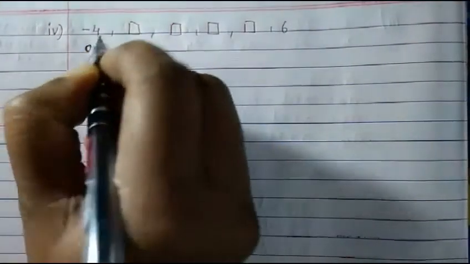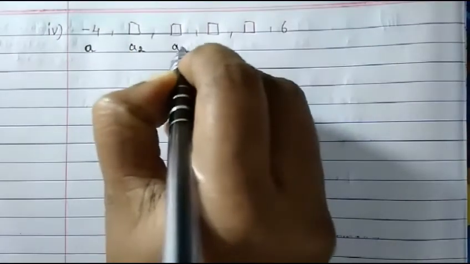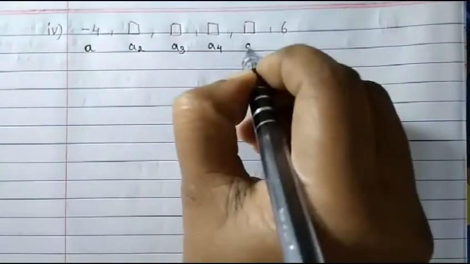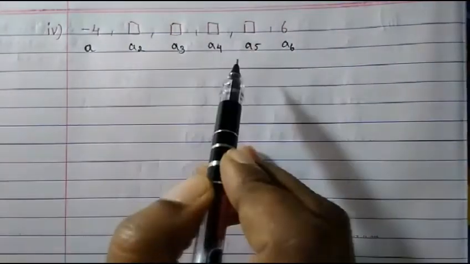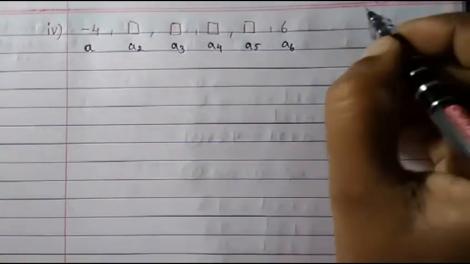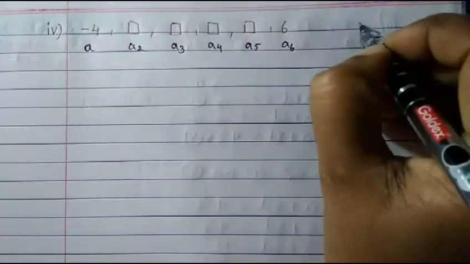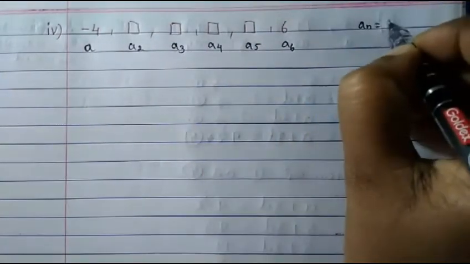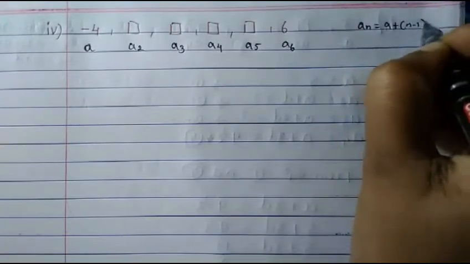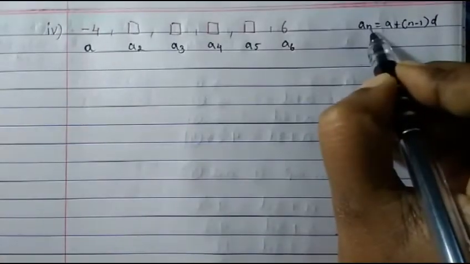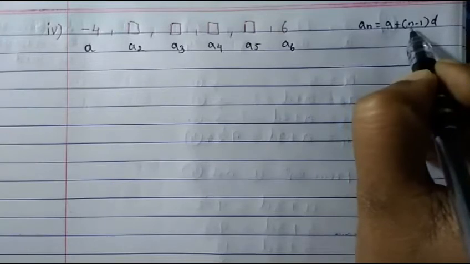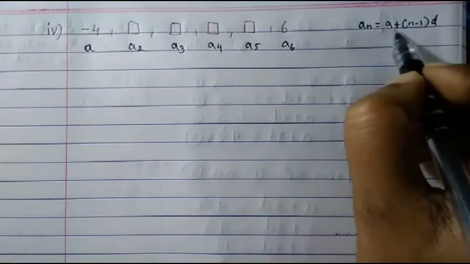So this we consider as A or A1. This is A2, A3, A4, A5 and A6. We know the first term and we know the sixth term. We don't know the remaining four terms. I already told you the formula to get the terms. If you want the nth term, it is A plus n minus 1 into d. So if you want the second term A2, you put 2 in the place of n. So A2 is equal to A plus 2 minus 1, which gives us A plus d.